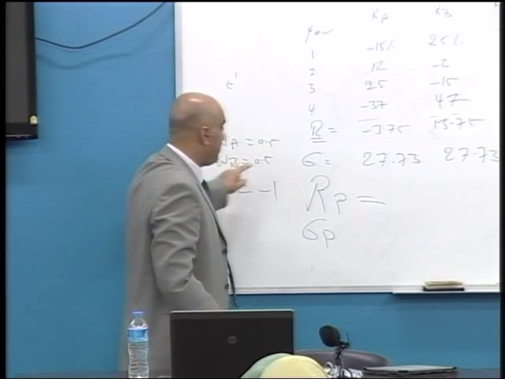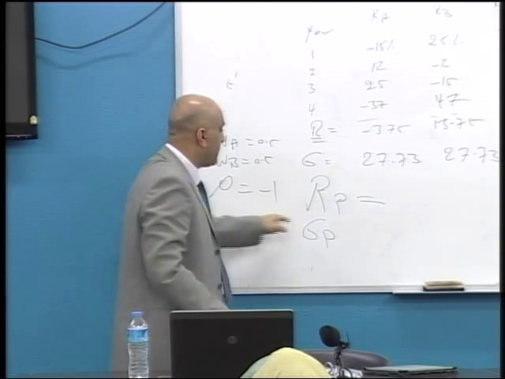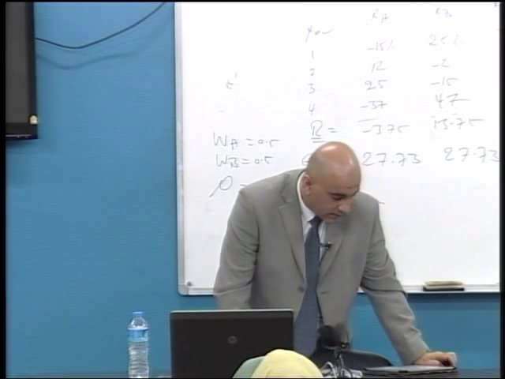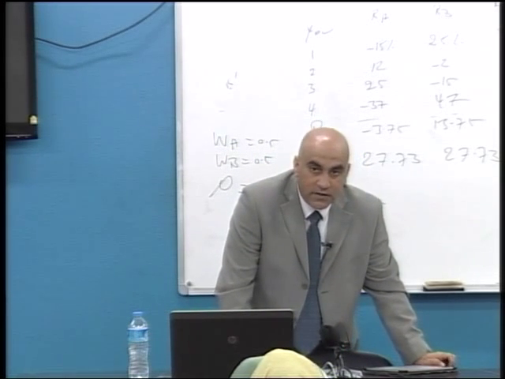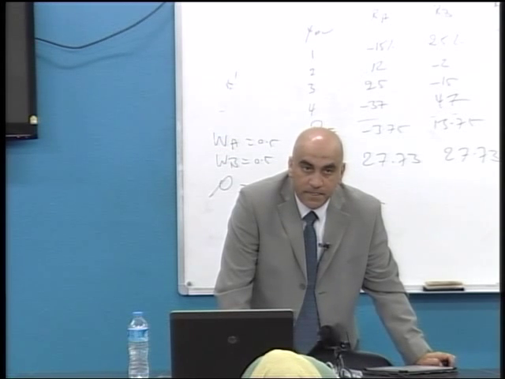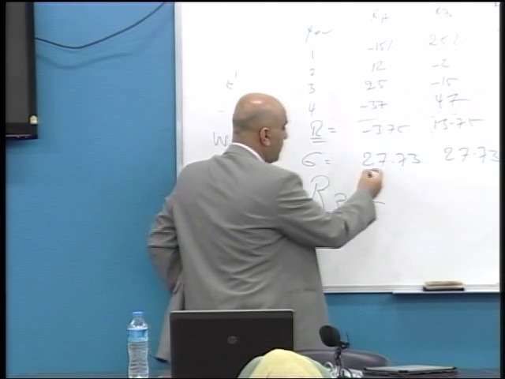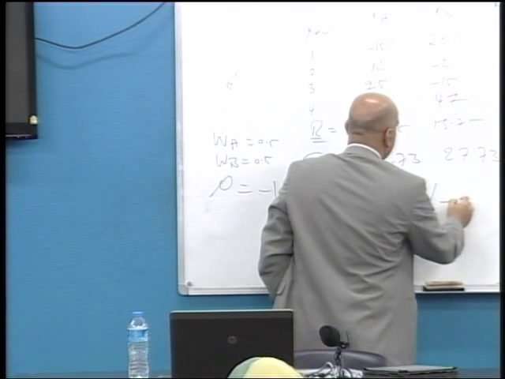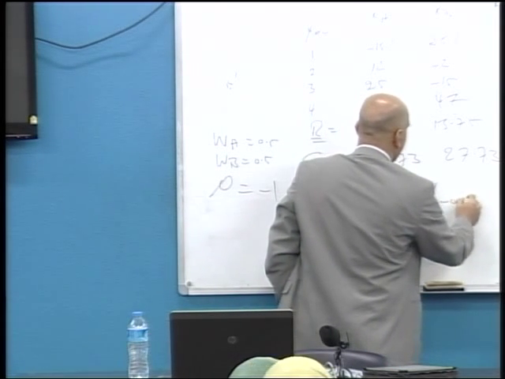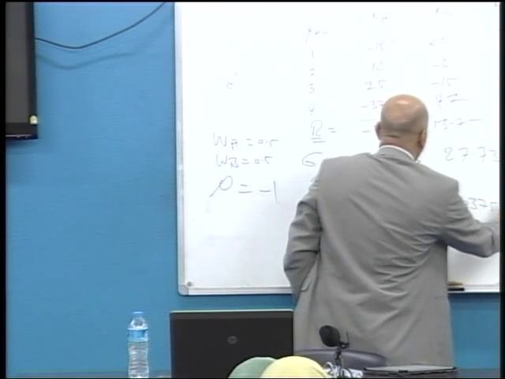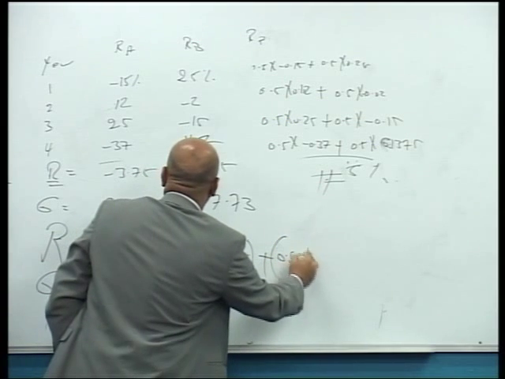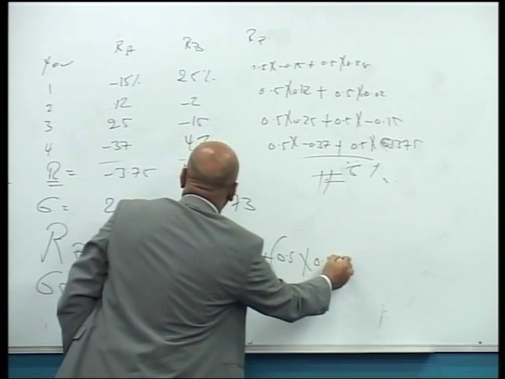WA is 0.5, WB is 0.5, the rho is minus 1. So now what is the R of the portfolio? R of the portfolio is 0.5 times minus 0.0375 plus 0.5 times 0.1375.